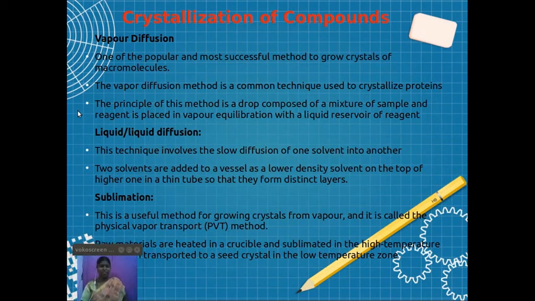Next, the sublimation method. The sublimation method is a useful method for growing crystals from vapor, and it is called the physical vapor transport method. In this method, the raw materials are heated in a crucible and sublimated in a high temperature zone, where the material gets vaporized. The vapor is transported to the seed crystal in the low temperature zone. In this way the crystal is formed in the sublimation method.